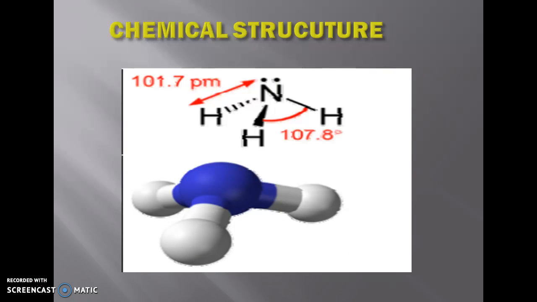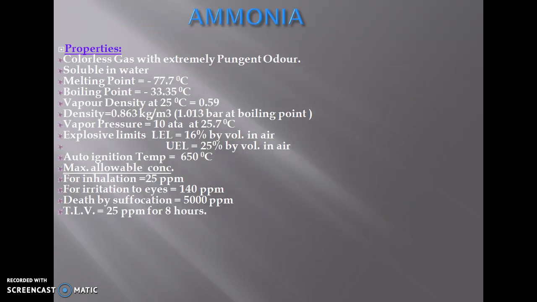This is the chemical structure of ammonia: 3 atoms of hydrogen, 1 atom of nitrogen. Look at the properties of ammonia. These are the melting point, boiling point, density, vapor pressure, so different physical properties. It becomes lethal above 1000 ppm. At 1000 ppm it can suffocate a person to death. Irritation occurs at very low concentration, 140 ppm.